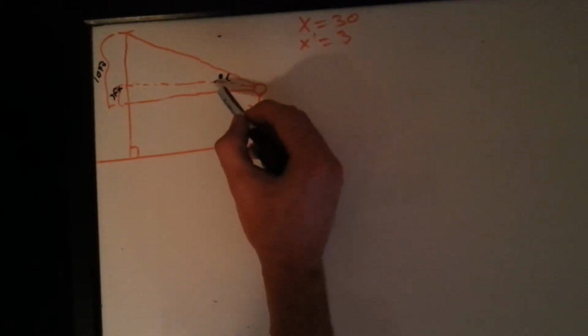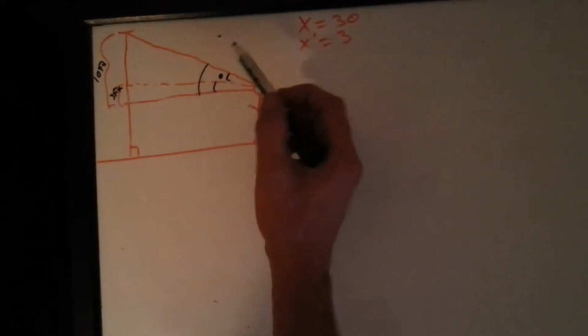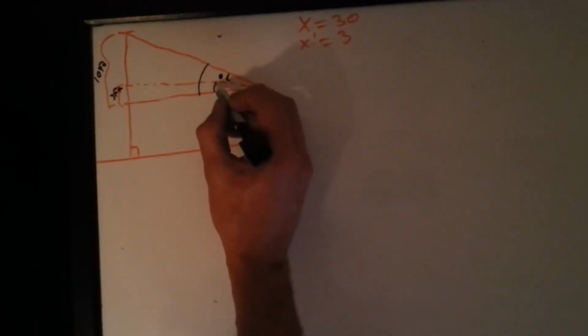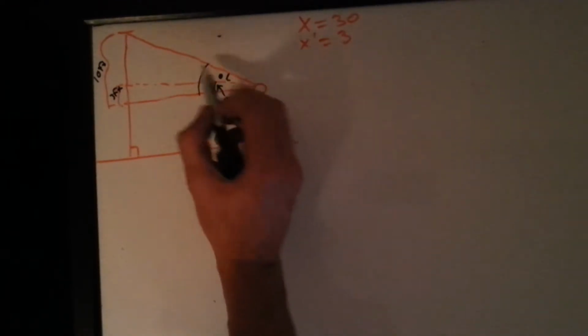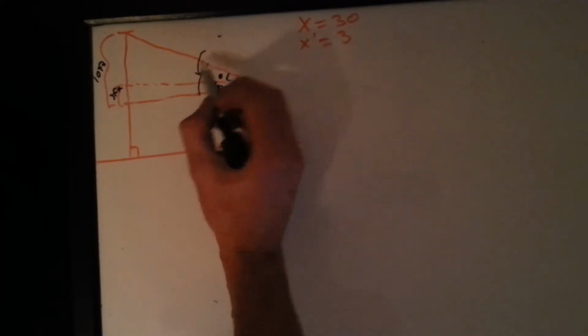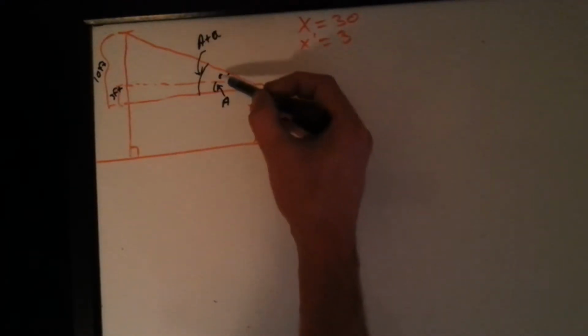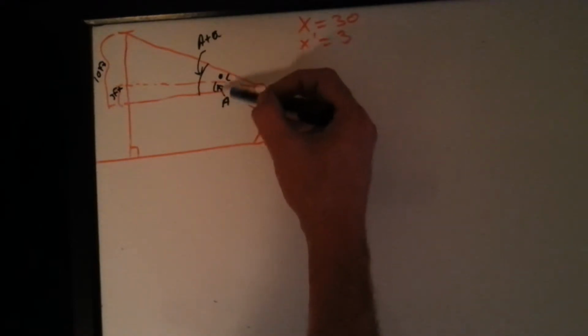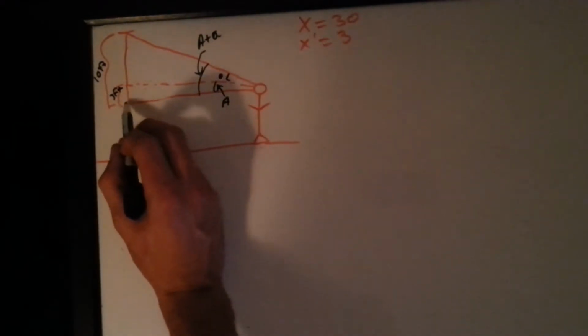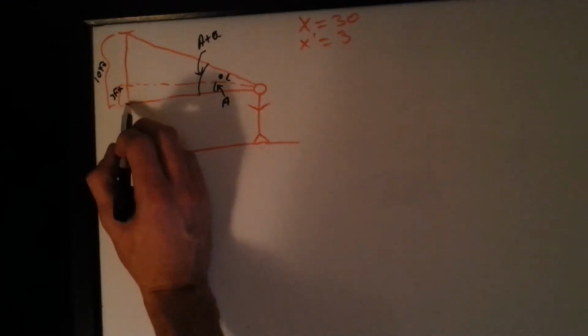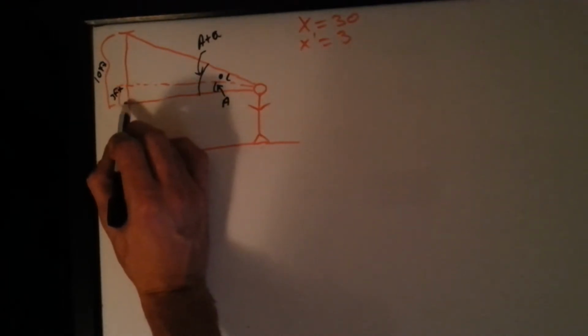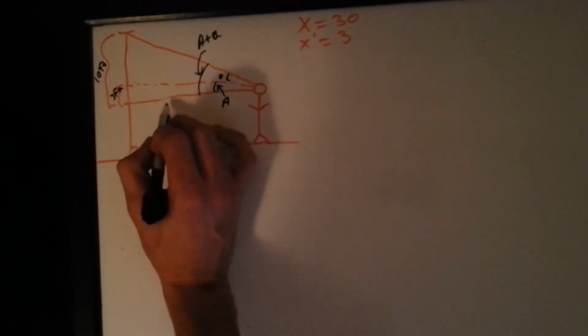We don't know this angle, and we don't know this angle, but we can still label them. This angle we're going to label as A, and this angle we're going to label as A plus theta, since this whole angle is theta plus A together. And we're going to label this distance between the theater screen and the guy as X.